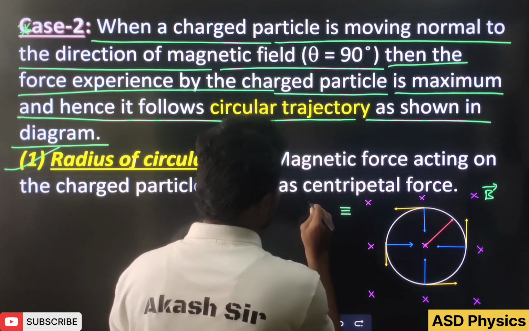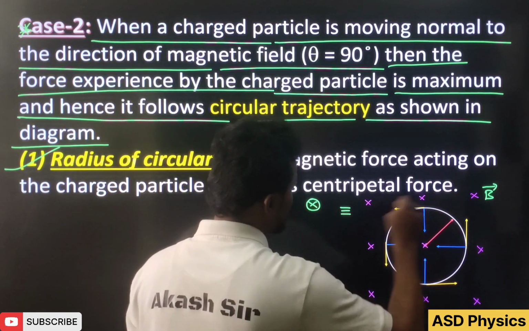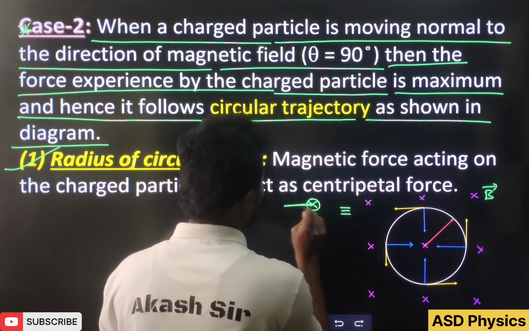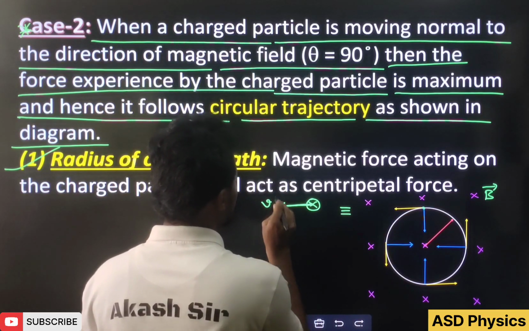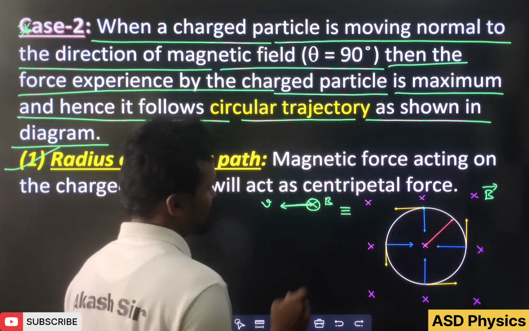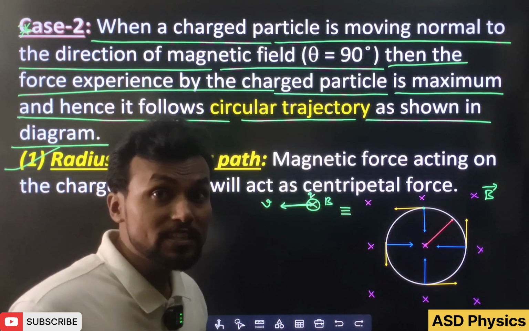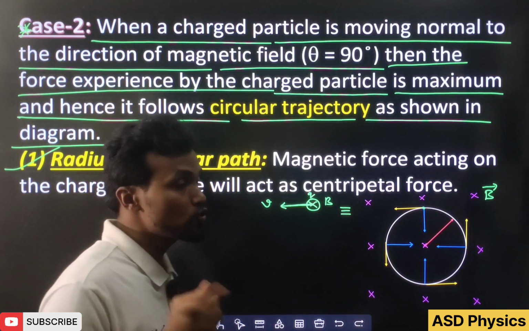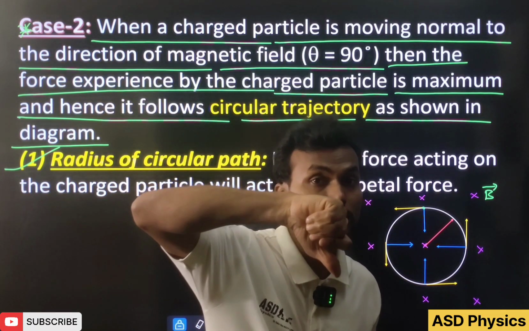See, I'll draw here. The magnetic field is inside. Let's take the charged particle is moving at this point, and the velocity is in this direction. You know very well the magnetic field is inside, and the charged particle is positive. So it will experience force in which direction? I told you F equal to q V cross B. We have to curl our finger from V to B through the smaller angle.